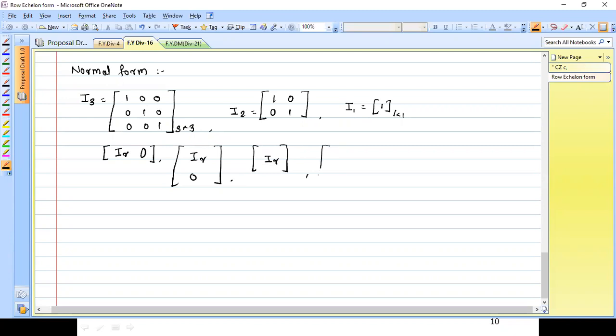And last, I_r, 0, 0, 0. Okay, so if I consider the example of first, I will get something like that. So here I will get 1, here I will get... just give me a minute. Okay, so if I consider the examples, first I will get here 1, here 0, here 0, here 1. That is nothing but my, what is that?